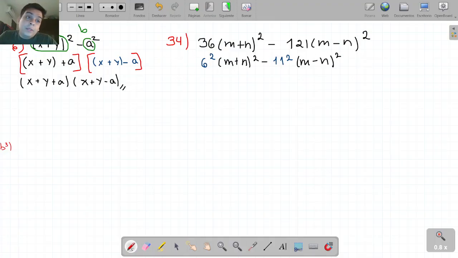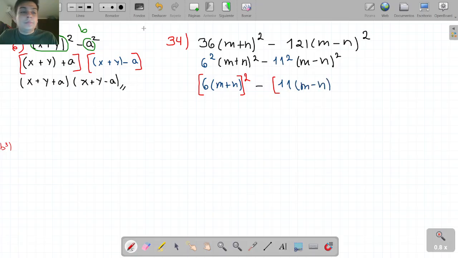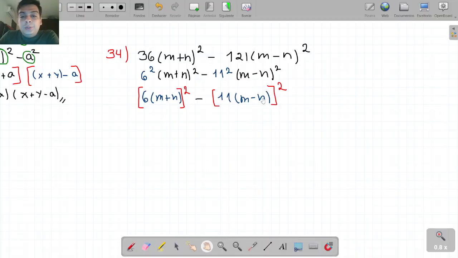Now, if we write this in order to be a squared minus b squared, it's going to be the following thing. We are going to have 6 times the parentheses m plus n, the whole thing all squared, minus the whole thing, which is 11 times m minus n, also squared. Yeah, this is a little bit big, it's a little bit awkward because it's a huge expression.